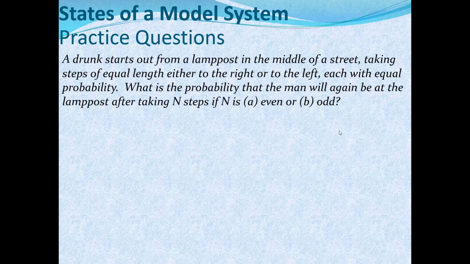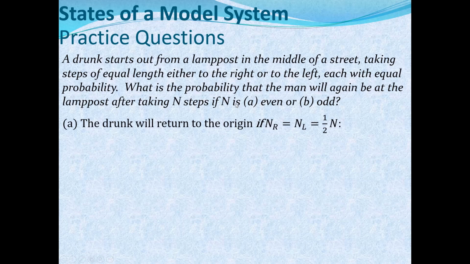All right, here we have a drunk that's standing by a lamppost, and he's able to take steps of equal length, either left or right, and we're going to assume that they're equal probability. So we want to know what is the probability that the man is going to end up, after some n steps, where n is going to be even or n is going to be odd, back at that lamppost.